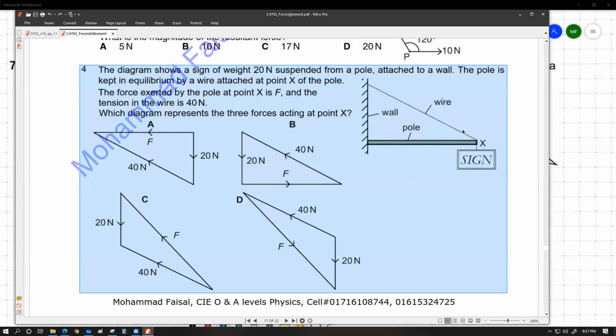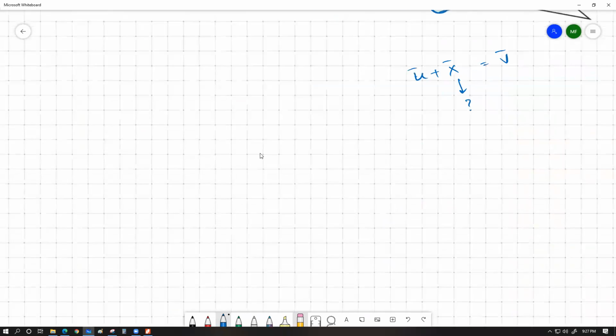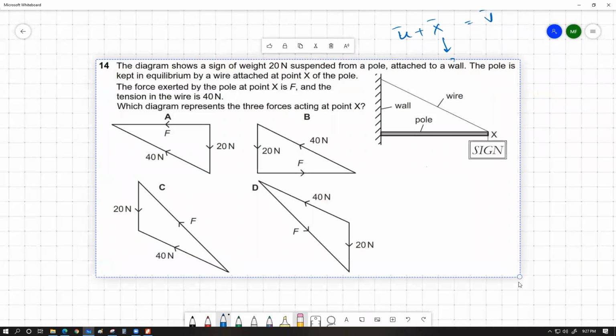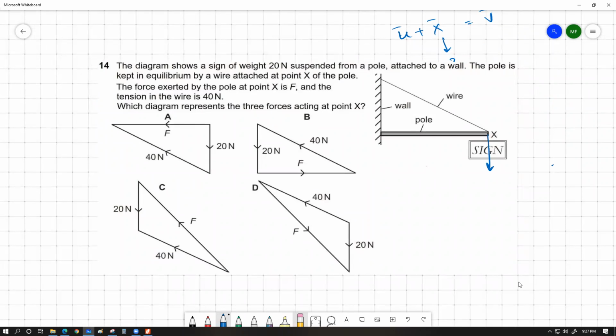Obviously একটা ফোর্স কাজ করবে ওয়্যারের অ্যালাইনমেন্টে, একটা ফোর্স কাজ করবে পোলের অ্যালাইনমেন্টে, একটা ফোর্স কাজ করবে সাইনের অ্যালাইনমেন্টে। Now essentially what should be readily understandable for this figure is that the weight of the sign should definitely work vertically downwards right here. The tension of the wire should work at this point, working upward left.